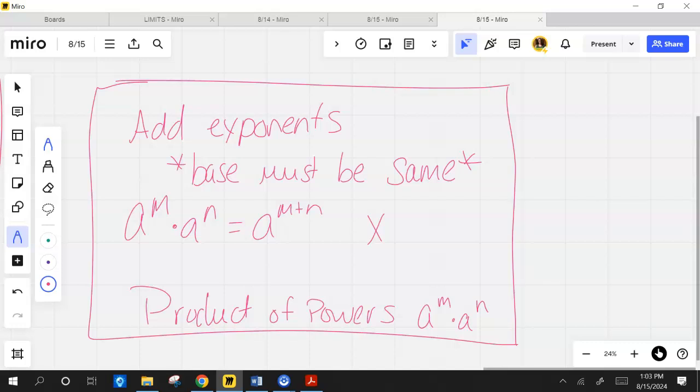Yeah, so you remember. Remember when we did this before and we had a power of a power, we multiplied the exponent. Here, if I'm multiplying but the base is the same, I add these. So what does this become? X to the what? 5. Okay.